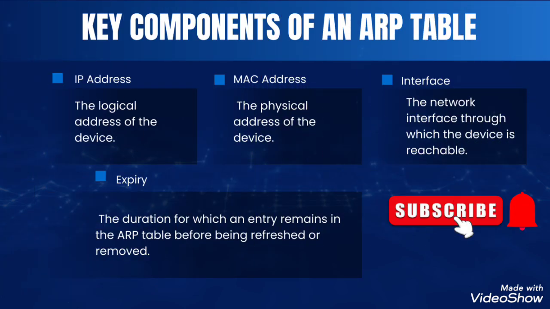Key components of an ARP table. IP address, the logical address of the device. MAC address, the physical address of the device. Interface, the network interface through which the device is reachable. Expiry, the duration for which an entry remains in the ARP table before being refreshed or removed.